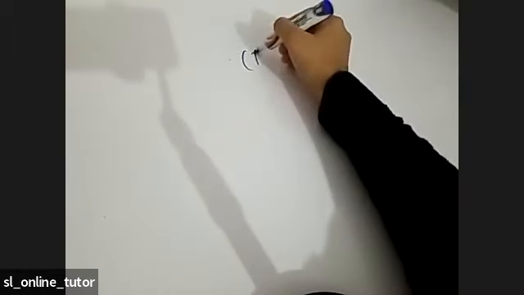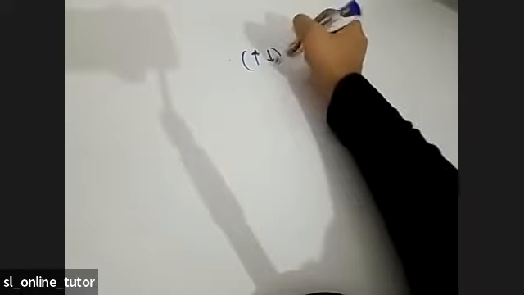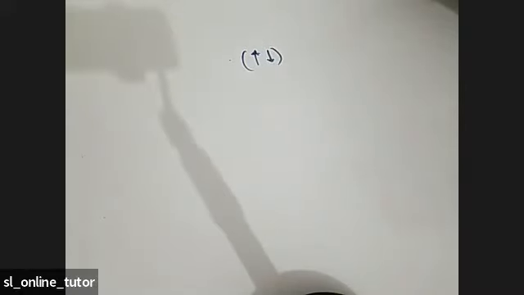Okay, within brackets, put it this way: up arrow and down arrow. Then you will remember. Because most children struggle to remember what is inverse and direct proportion, and they do the question wrongly. Right, now come to the question.